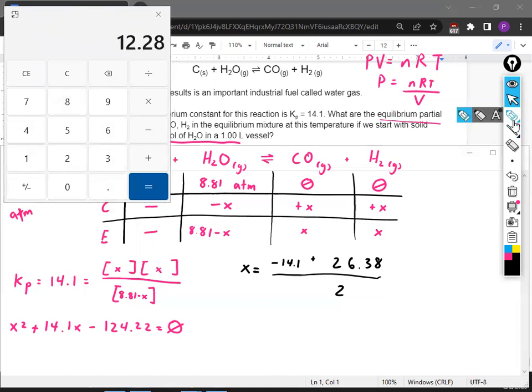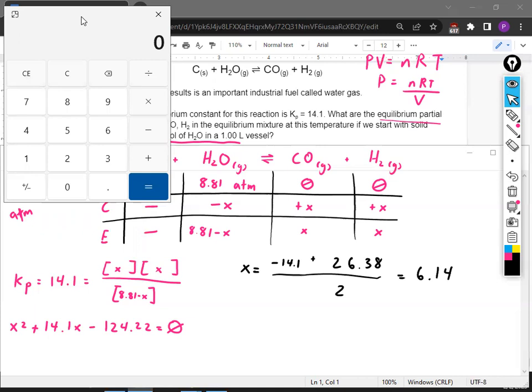That'll give you 12.28. And then you got to divide that by 2. So you should get a value of 6.14 for x. Okay, so if you guys got that or something similar, then great job. You are prepped for the quadratic. Great job, everybody. Okay, so let's plug in our values because we're not done.